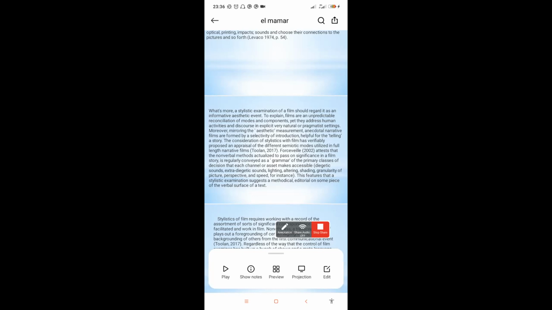So this features editorial work on some piece of the verbal surface, working with a record of the assortment of sorts of significant communication that are facilitated and work in film. The transcription itself plays out a foregrounding of certain highlights and backgrounding of others from the first communicational events.